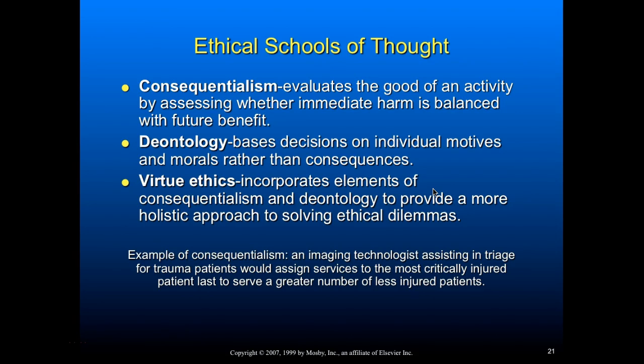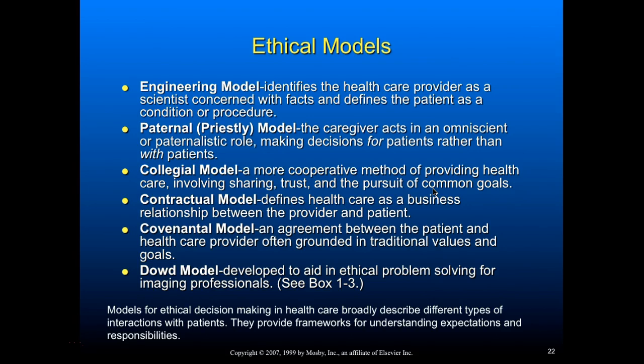So an example of consequentialism: an imaging technologist assists in triage of a trauma patient and would assign services to the most critically injured patient last, to serve the greater number of less injured patients. So, yikes. All right, ethical models. So you have the engineering model. It identifies the healthcare provider as a scientist concerned with facts and defines a patient as a condition or a procedure.